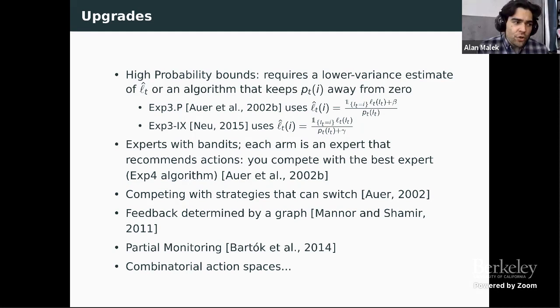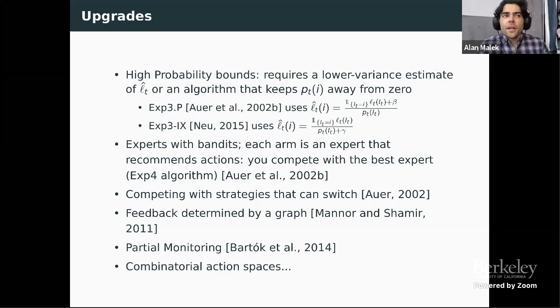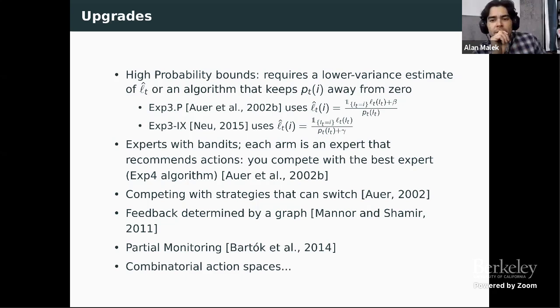So all your actions are embedded on a graph, and when you play an action, you get to see the loss of all the neighbors as well. That's one generalization that makes the game easier. Another generalization that makes the game harder is partial monitoring, where you don't even get to see the loss of the action that you picked. Instead, you have some sort of feedback, some signaling graph that you get to observe. But there are a lot of different upgrades and extensions of these algorithms and of this problem setting, actually. Okay, so that was adversarial bandits.